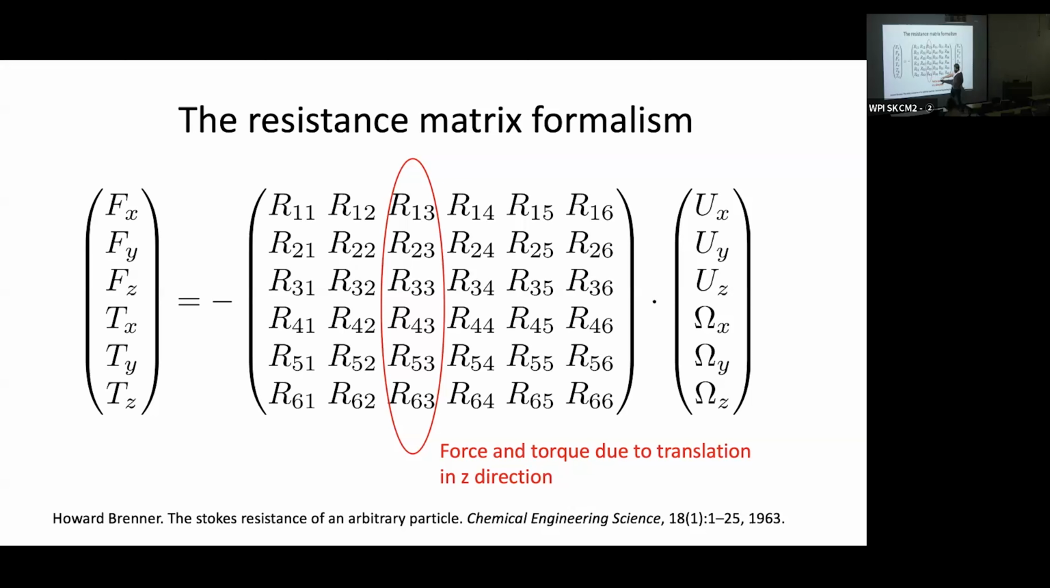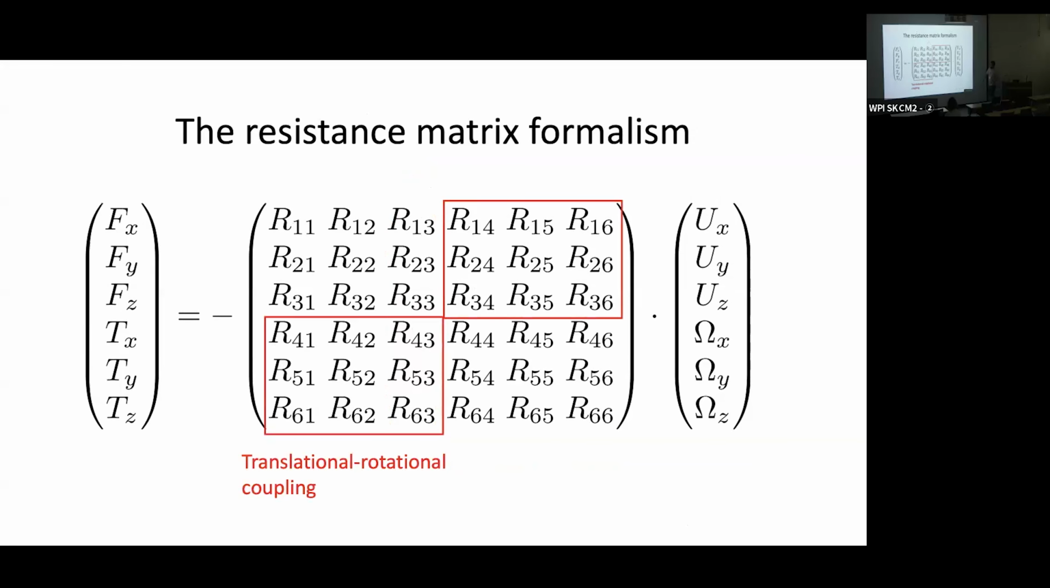You have 6 columns, and each column represents a mode of motion. So the third column is translation in the z direction. So this is the force in x due to translation in z. This is the force in y due to translation in z. Force in z due to translation in z, and so on. So each of these columns represent 3 modes of translational motion, 3 modes of rotational motion. And our rotational translational coupling is going to appear in these 3x3 blocks, off-diagonal blocks.